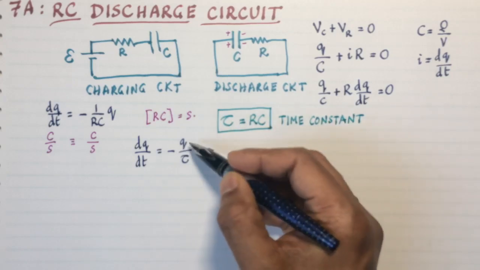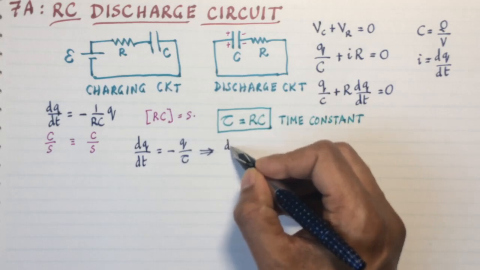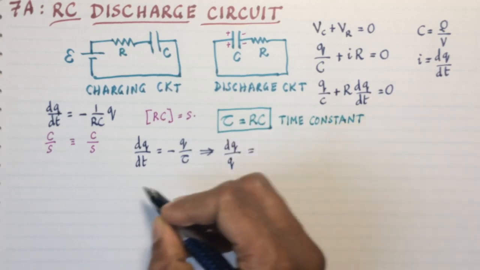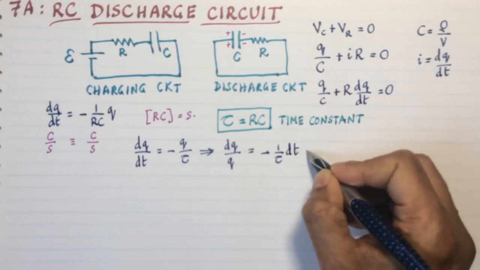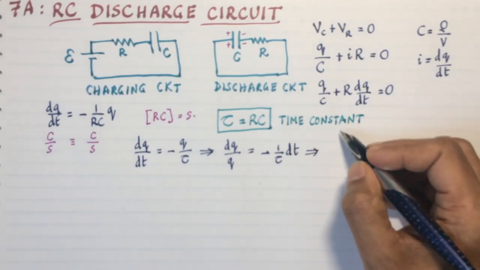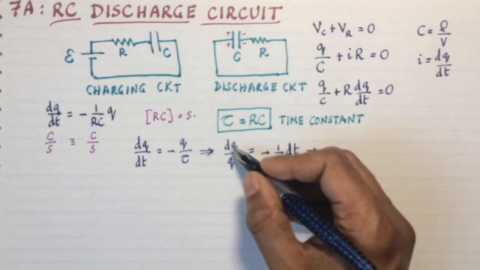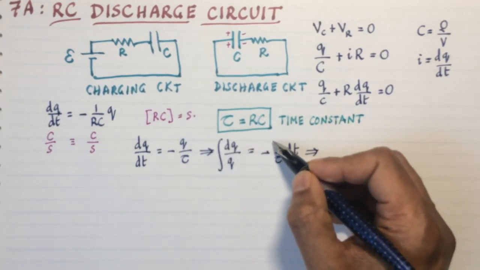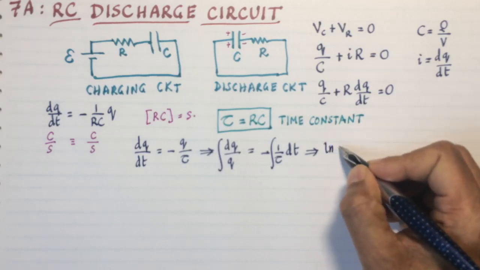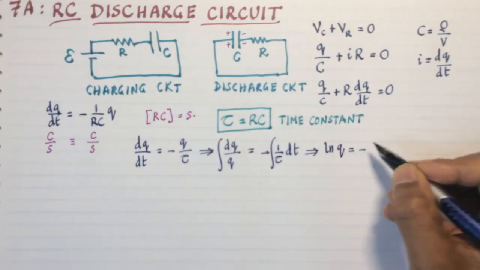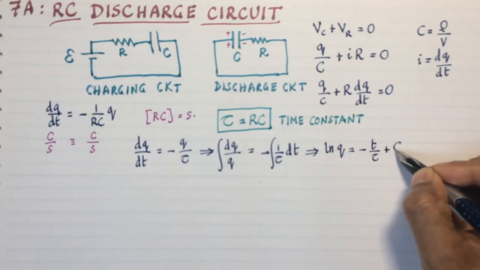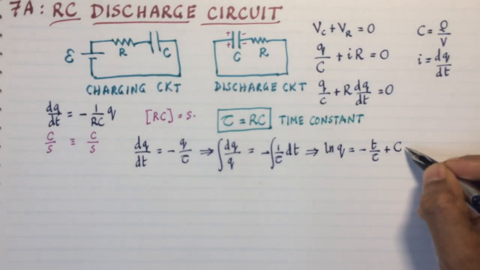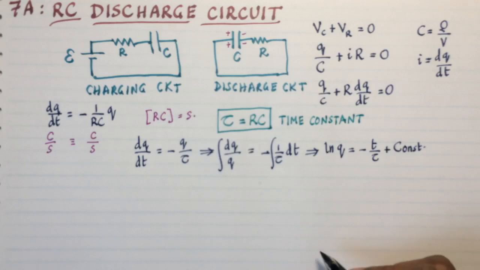So what I do is I take all the q things to one side. So that's dq by q, and all the t things to the other side. That's minus 1 over tau dt. And at this point, I can integrate both sides. So if I integrate the left side, I'm going to get the natural log. So I get natural log of q is equal to minus t over tau, plus some constant of integration. Now because C has already been used for capacitors, I'm going to just write the constant out fully.